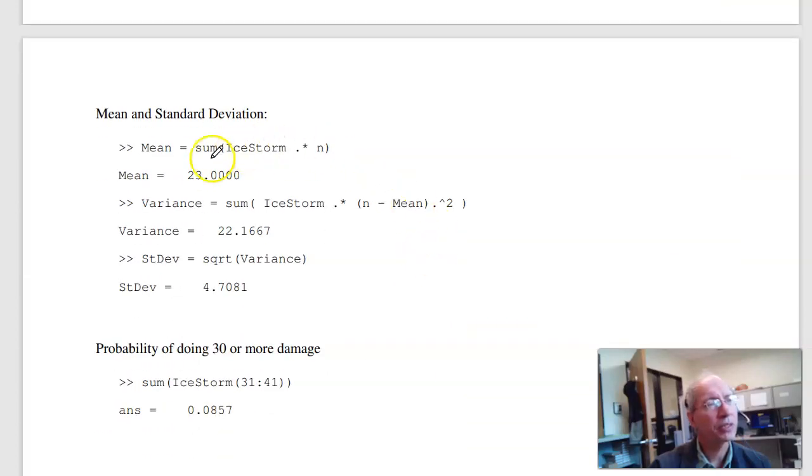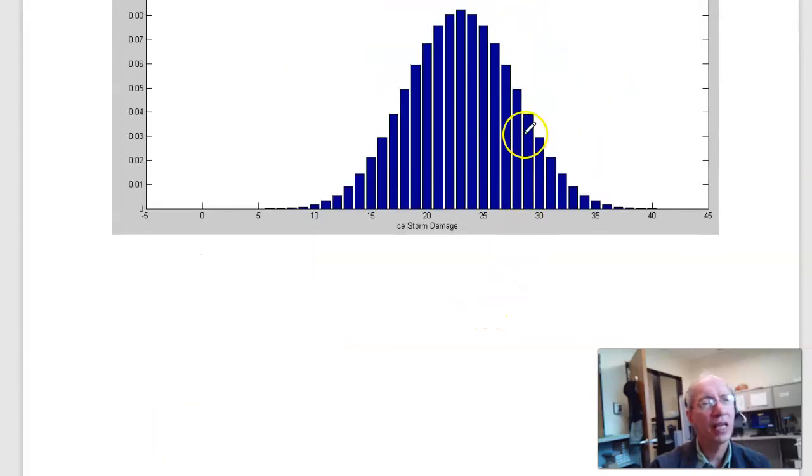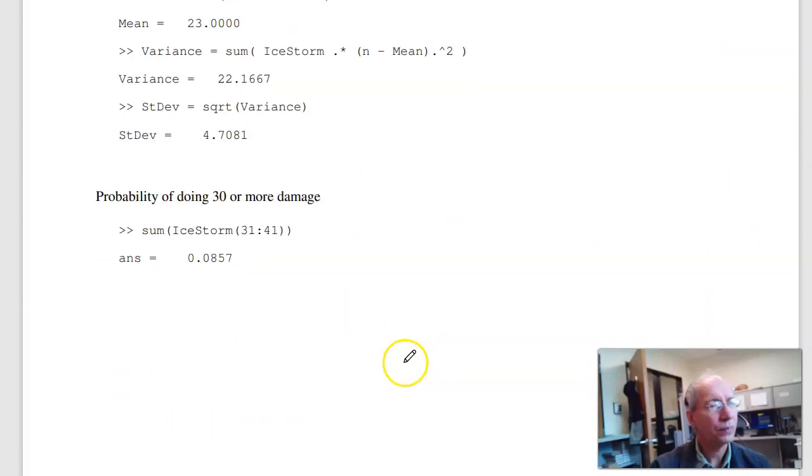To find the parameters, this is the weighted average, the mean. This is the weighted distance from the mean squared, the variance. Take the square root, I get the standard deviation. And once again, add up all these bars between 30 and 40, offset by 1. I get 8.5%.